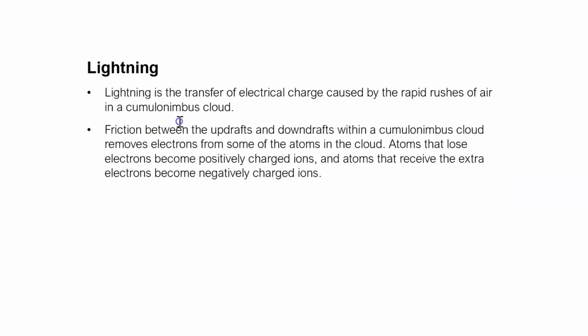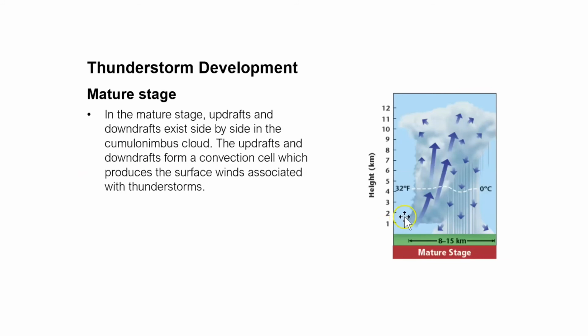Next up is lightning. Lightning is the transfer of electrical charge caused by the rapid rushes of air in a cumulonimbus cloud. Let me go back to this picture, and I want you to imagine this air is creating friction, because this rising air is sometimes bumping into this falling air, and there's a lot of transfer of charged particles. Also, this incoming front is running across the ground, potentially picking up charges from the ground. So there's a combination of picking up of charges.